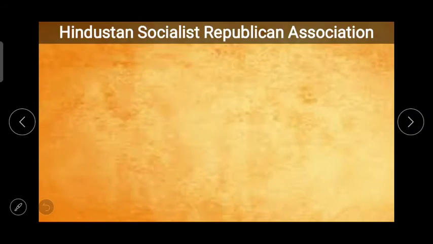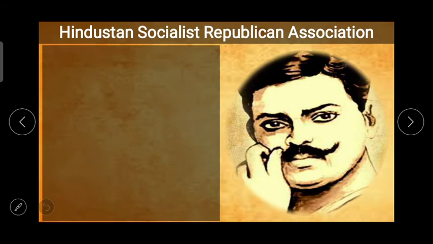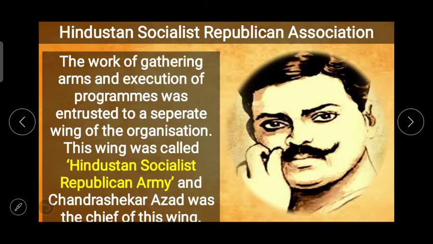The work of gathering arms and execution of programs was entrusted to a separate wing of the organization. This wing was called Hindustan Socialist Republican Army, and Chandrasekhar Azad was the chief of this wing. So what was the work of this wing? To gather arms and execution of programs. आर्म्स को इकट्ठा करना और कुछ प्रोग्राम सेट किया गया है, प्लान किया गया है, तो उस पर काम करना was the role of the Hindustan Socialist Republican Army.